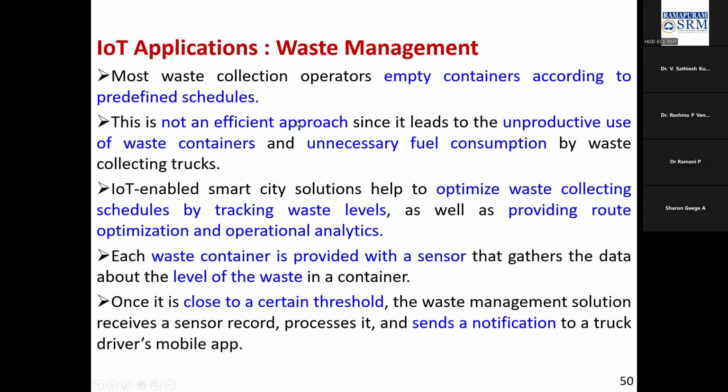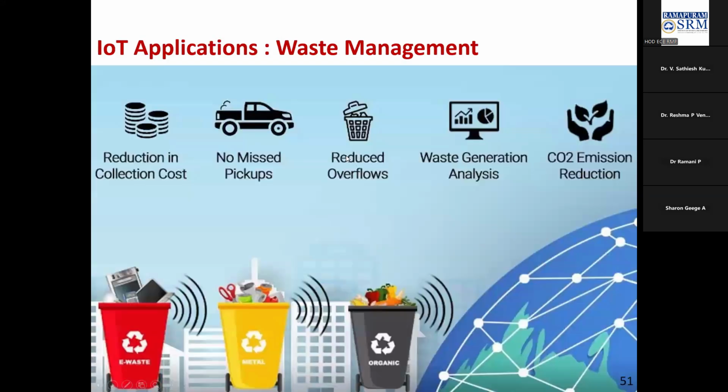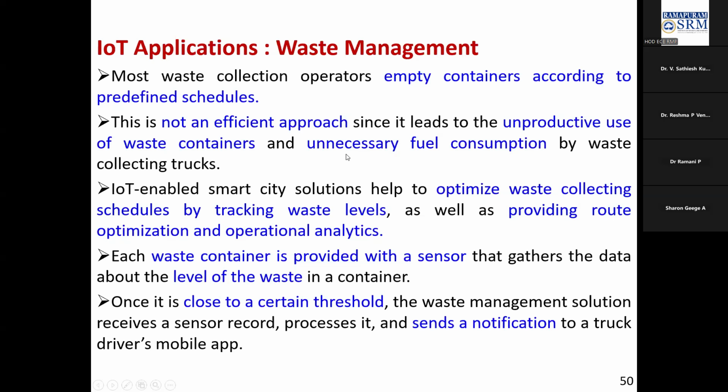Okay, so finally we come to the waste management system. If I use a lorry to collect the waste, if I go to a particular location and that bin is empty, then unnecessary fuel consumption takes place. So why can't we do it in a smarter way? Once we incorporate some sensors into the bins, once the trash is full in the bin, the sensor can provide the data to the management.